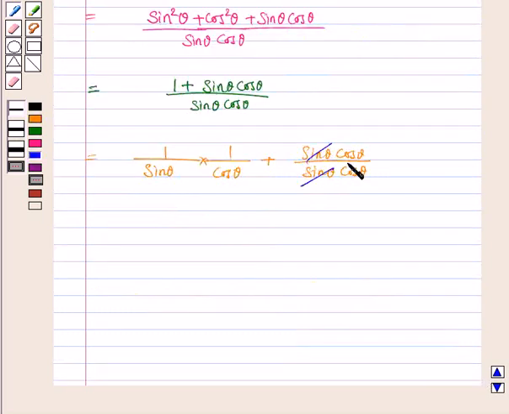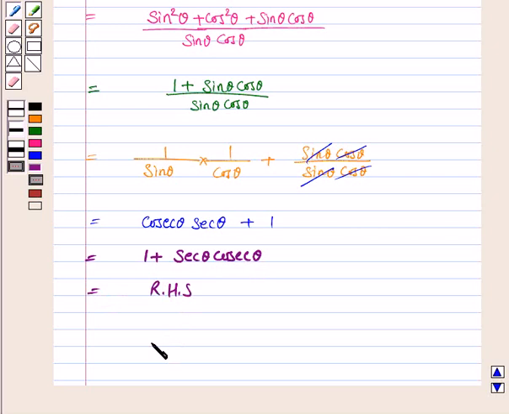Now sin theta gets cancelled with sin theta, cos theta gets cancelled with cos theta, and we are left with 1 upon sin theta, which is cosecant theta, 1 upon cos theta, which is secant theta, plus 1. So this is equal to 1 plus secant theta into cosecant theta, which is the RHS, hence proved.